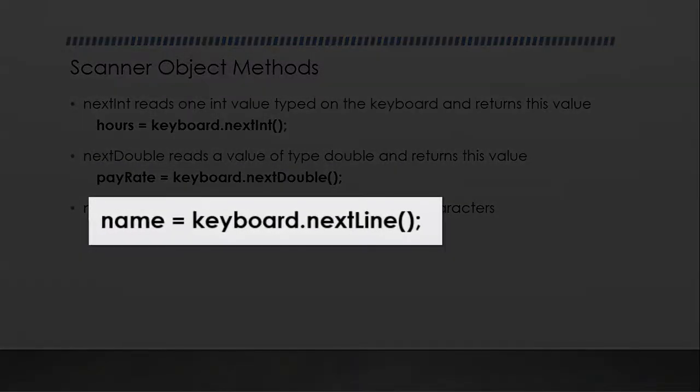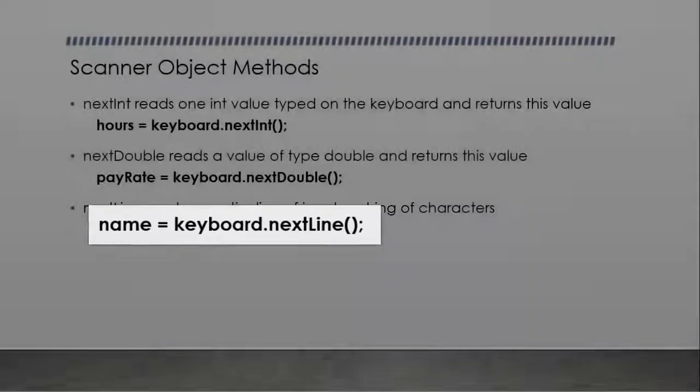The next line actually reads the entire stream of characters that the user entered. And here, this is actually reading a string of characters, hence name would be a String object.